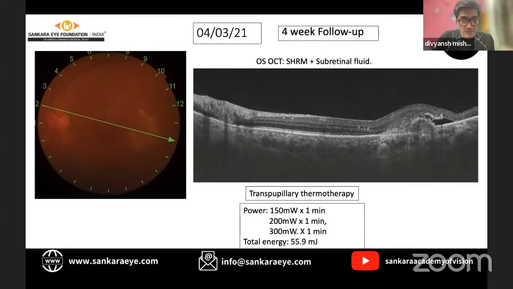And what is the second question? Repeat TTT. In cases of CNVM, we would not want to do a repeat TTT. But in cases of tumors, what we do is an ICG enhanced TTT, where the power is much lesser because the ICG would absorb the TTT and have a more targeted effect. But yes, it's not equal to or directly proportional to a PDT, I would suggest. I think there is one more question.